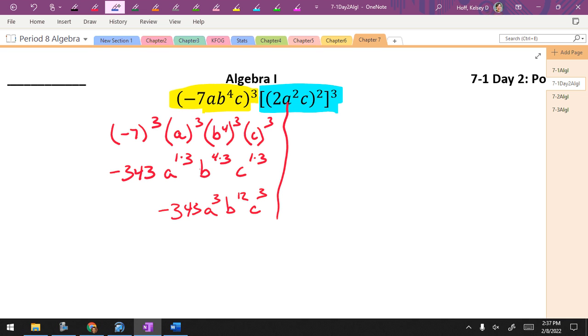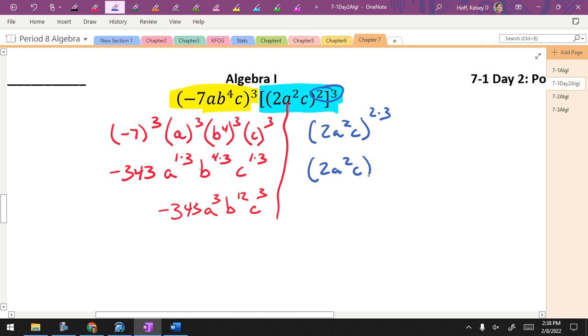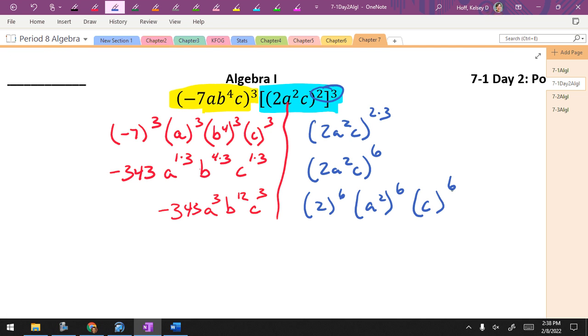Now take the blue side. What should I do first? I would multiply that 2 and 3. So I really have 2A squared C, and then 2 times 3, which is really 6. Now that 6 has to share inside, yes? 2 to the 6th, A squared to the 6th, C to the 6th. 2 to the 6th?